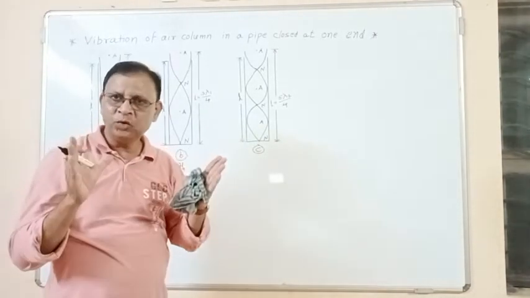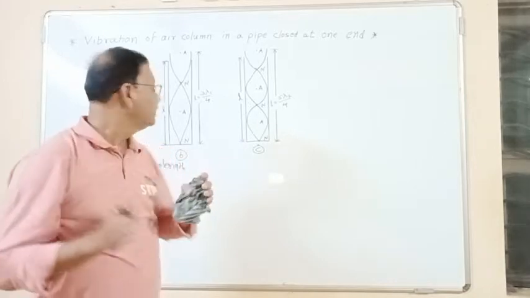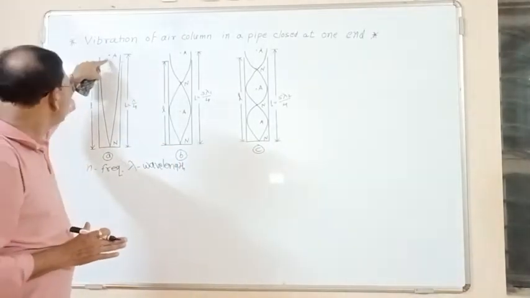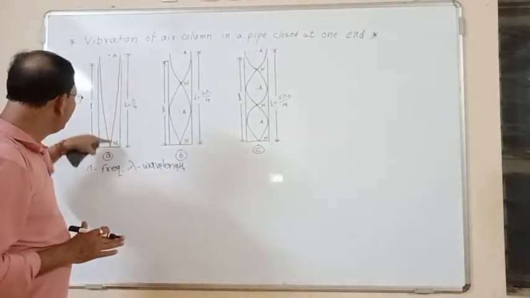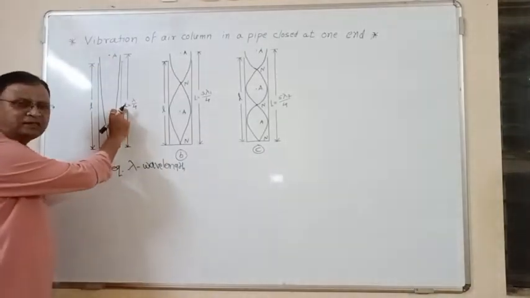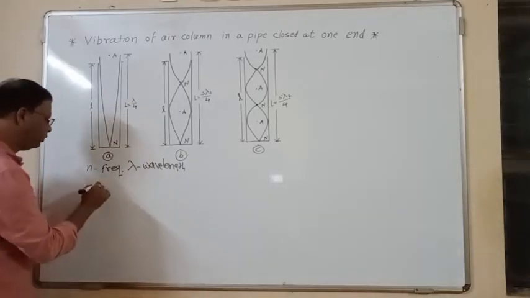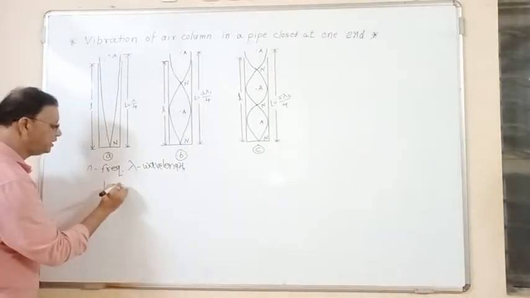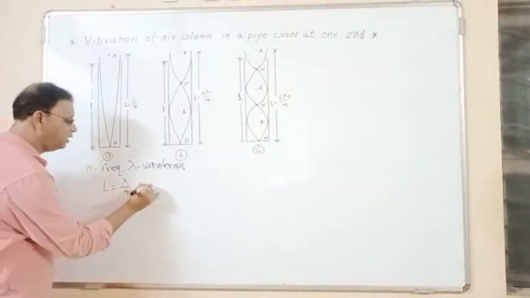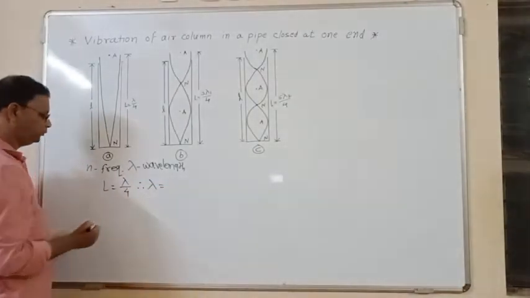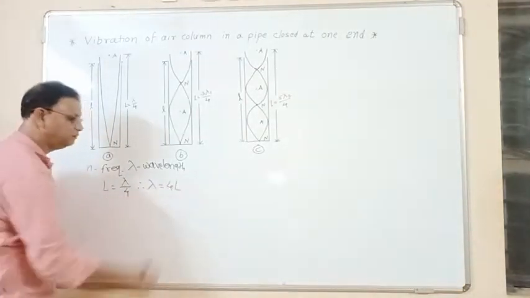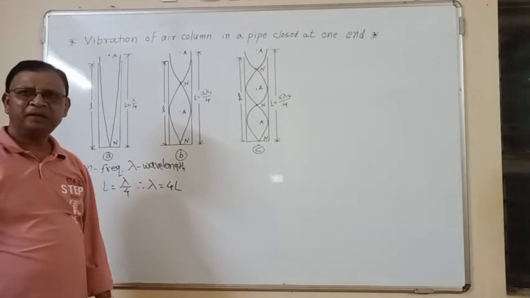The length of one loop is lambda by 2. Here there is a half loop, not a full loop. As the distance between antinode and node is lambda by 4, the correct vibrating length L is equal to lambda by 4, and therefore lambda is equal to 4L. आपल्याला मिळेल lambda is equal to 4L.